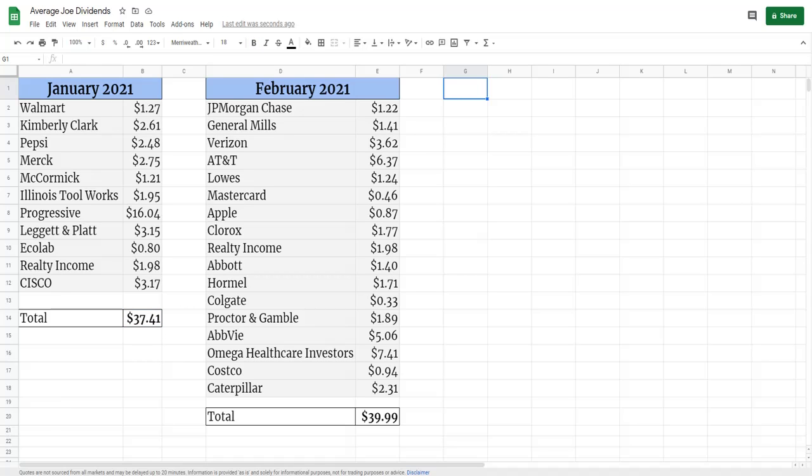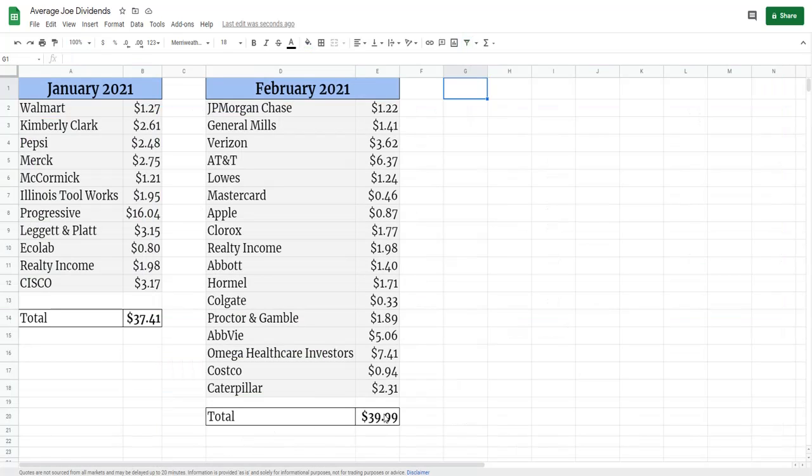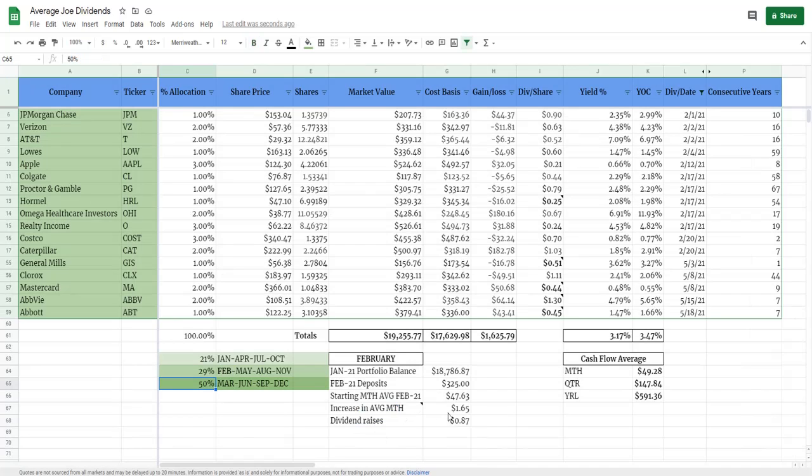But I know March is going to be the really big month. So really stay tuned for that because that's half the portfolio here. So it should really crush this amount. It should keep going up. So stay tuned for that and subscribe so you don't miss it.